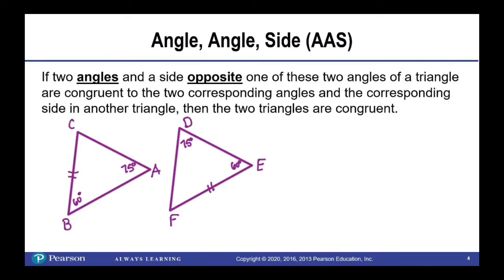Our next theorem is angle, angle, side. So if we have two angles and a side opposite these angles in triangles, that means that our two triangles are congruent. So if you look at our two triangles here, we have angle A and angle D are congruent. We have angle B and angle E are congruent. And then we have the double hash marks to show that the side is congruent. So again, we have two angles and a side.